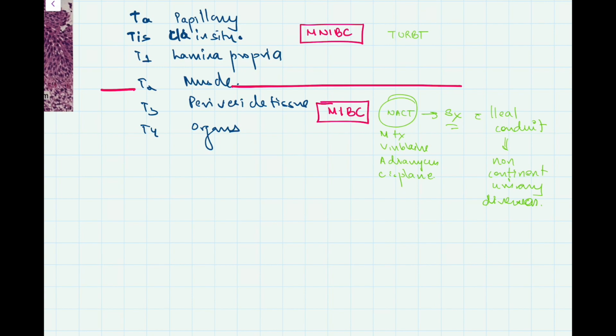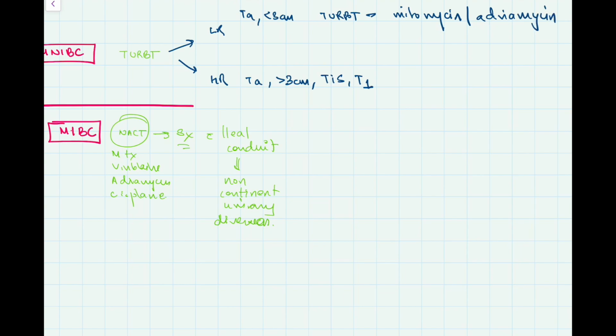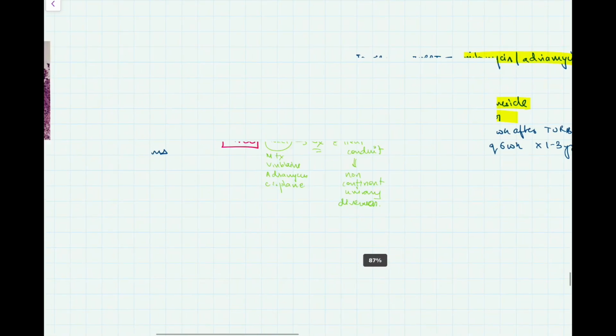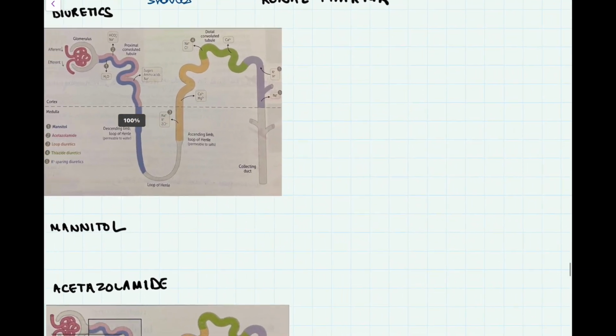Right, now for muscle non-invasive tumor, we divide it into two types, low risk and high risk. So low risk tumors are usually the papillary tumor which is less than 3 cm in size, and high risk includes papillary tumors more than 3 cm size, and even Tis and T1 tumors. So for low risk tumors, we do TURBT followed by giving mitomycin or adriamycin, while in high risk tumors we can give intravesical BCG 2 to 4 weeks after TURBT, every week for 6 weeks, for 1 to 3 years. Right? This treatment approach is very important and it's very easy to learn as well. With this we complete our renal pathology and we will start with the next topic, that is the renal pharma.